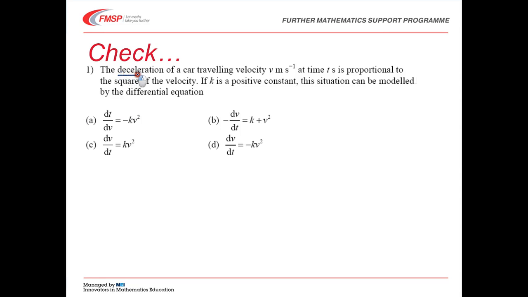We've got deceleration, so we're going to need a minus sign, of a car travelling at velocity v. So deceleration, dv by dt, equals minus, it's proportional to, k, the square of the velocity, v squared. That's d.